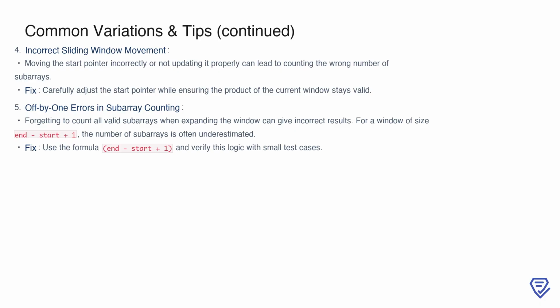Additionally, off-by-one errors are a frequent pitfall, especially when counting subarrays. To account for all valid subarrays within the current window, the formula end - start + 1 should be used. This ensures that the count reflects the correct number of subarrays for the given window size. Testing this logic with small cases can help solidify your implementation and avoid subtle errors.